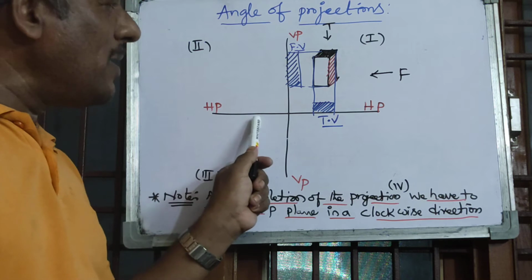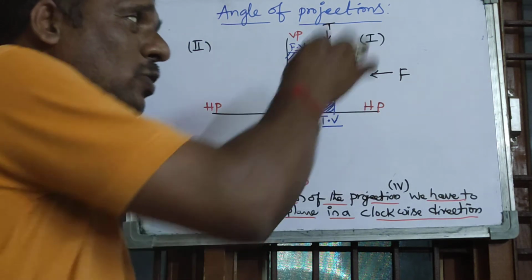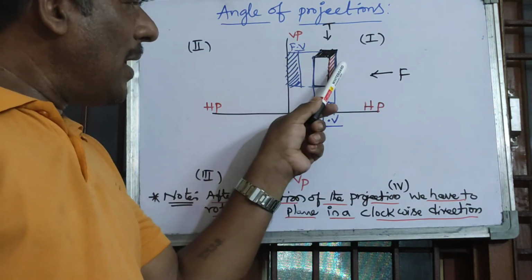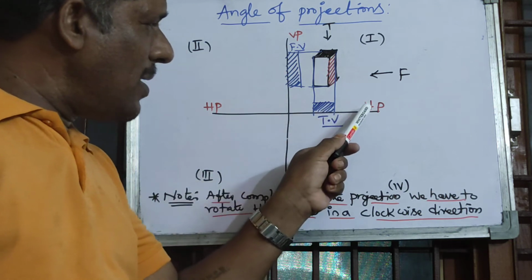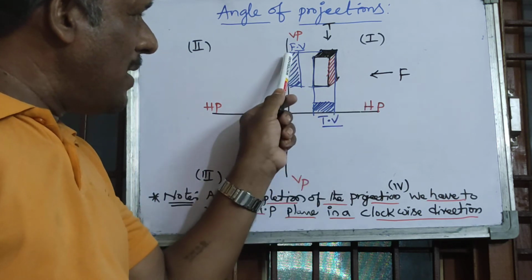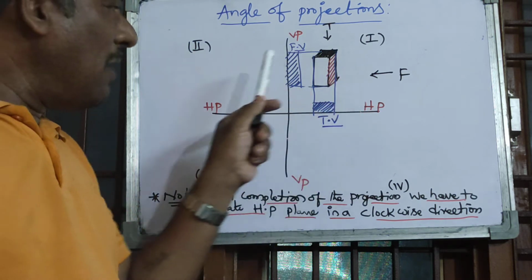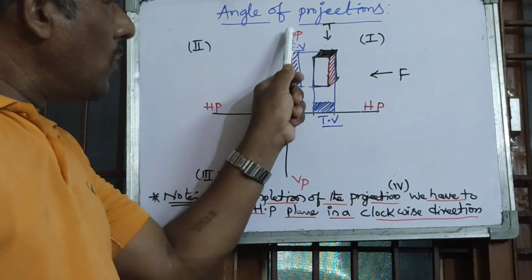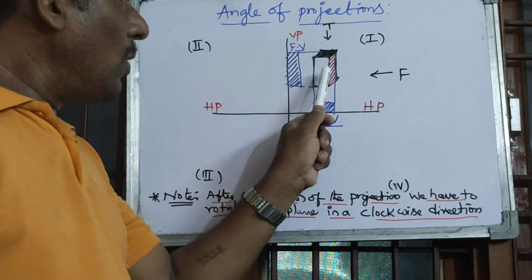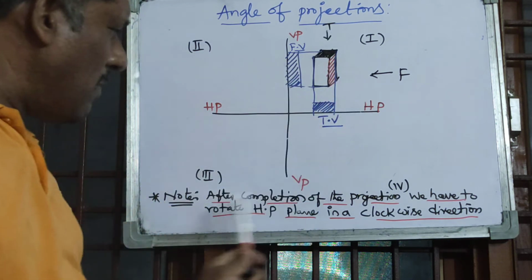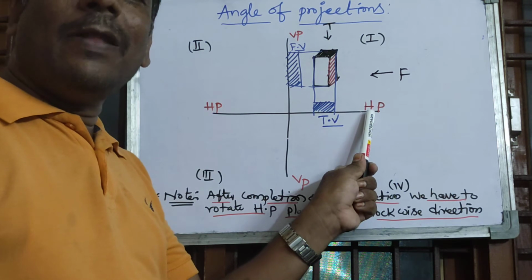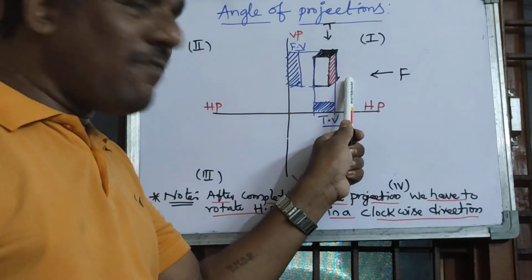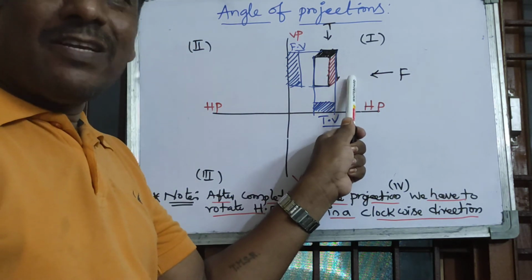Why are we not calling this one the horizontal plane? This is also a horizontal plane, but the object is in the first quadrant. So for this object, the coordinates belong to the horizontal plane as this and the vertical plane as this for the first quadrant, and for the second quadrant the vertical plane is this and the horizontal plane is this. So front view is here and top view is here. After completion of the projection, you have to rotate the horizontal plane. This is the horizontal plane for first angle projection, because the object is here in the first quadrant. That's why we call it first angle projection.